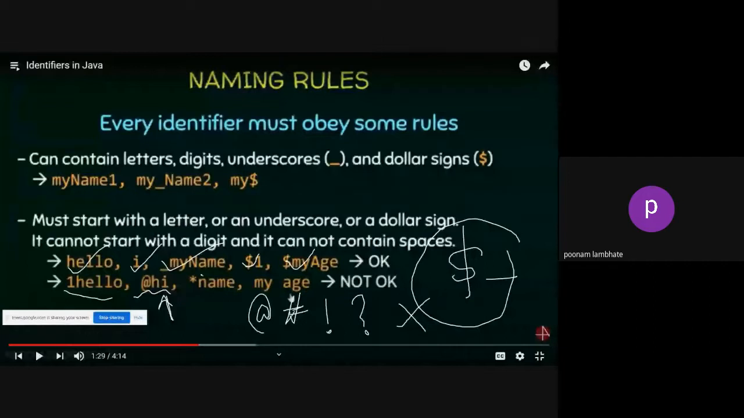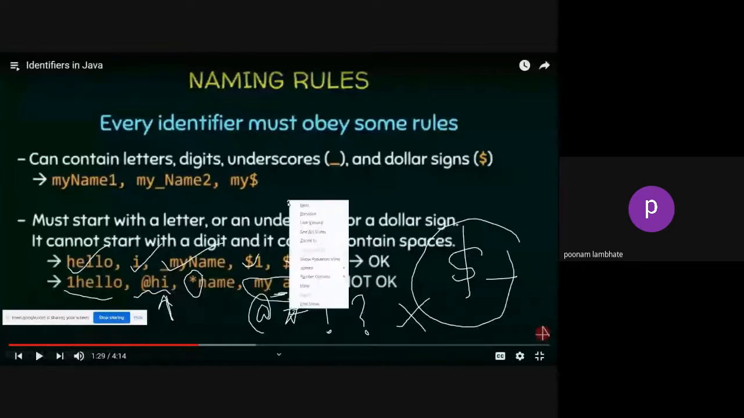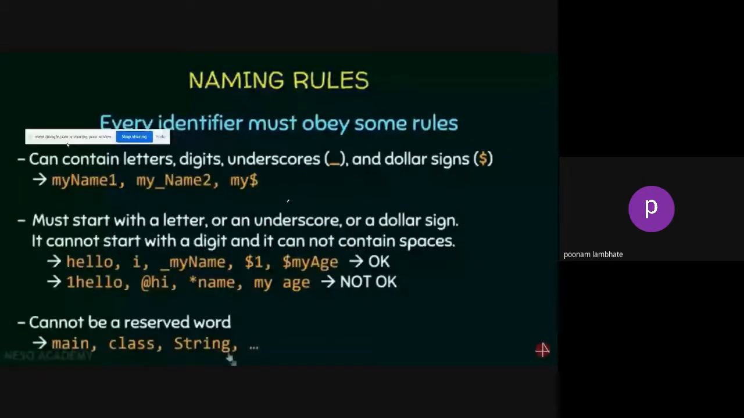Similarly, asterisk, starting with asterisk is not allowed. And here you can see there is a space between my and age. This is also not allowed. So these were some examples. And one more rule is you cannot have reserved words as the name of the identifier.